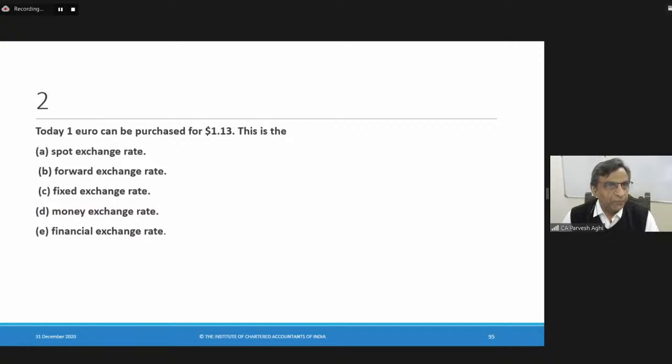Today, €1 can be purchased for $1.13. Is this a spot exchange rate, forward exchange rate, fixed exchange rate, money exchange rate, or financial exchange rate? So tell me, if today €1 can be purchased for $1.13, is this a spot exchange rate or forward exchange rate or any of them? I'll wait for your answers on the chat line.